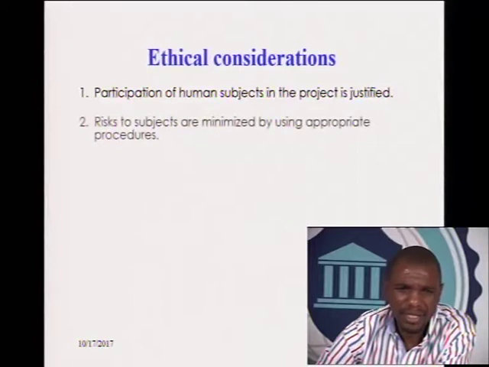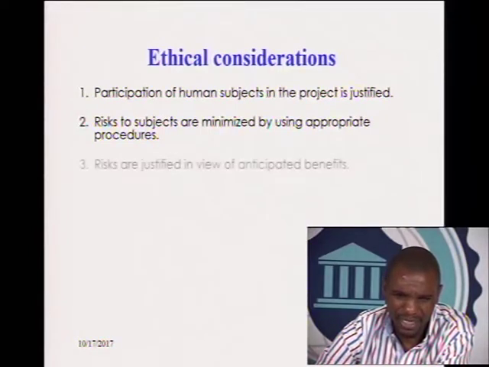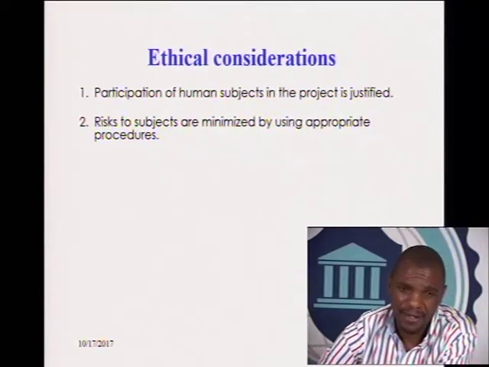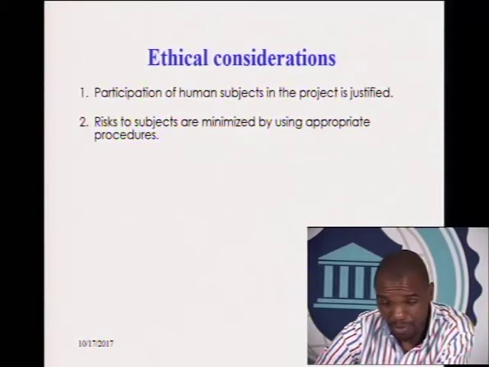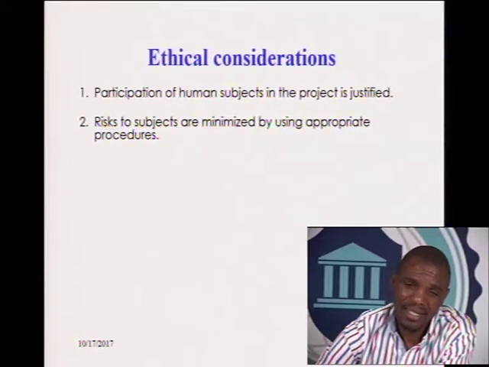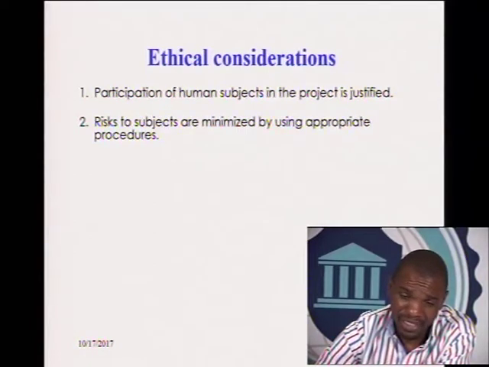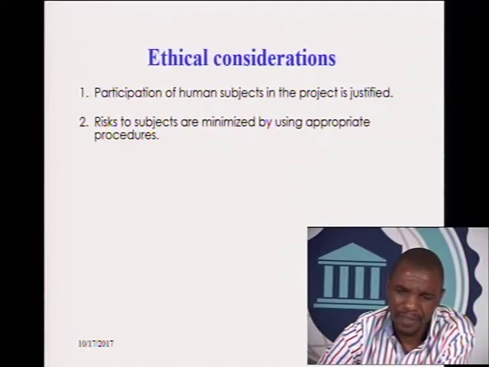Ethical consideration: participation of human subjects in the project is justified. Risks to subjects are minimized by using appropriate procedures. So we follow procedures in research. You must get a letter of permission. Once your proposal has been approved, get a letter of permission from the university, and then get a letter of permission again from the area where you are going to be conducting your research. If you are in the Oceania region, you can go to your constituency counselor, get a letter. If you are conducting a study at a hospital or a clinic, you must get a letter from the PS, from the superintendent, and so on.